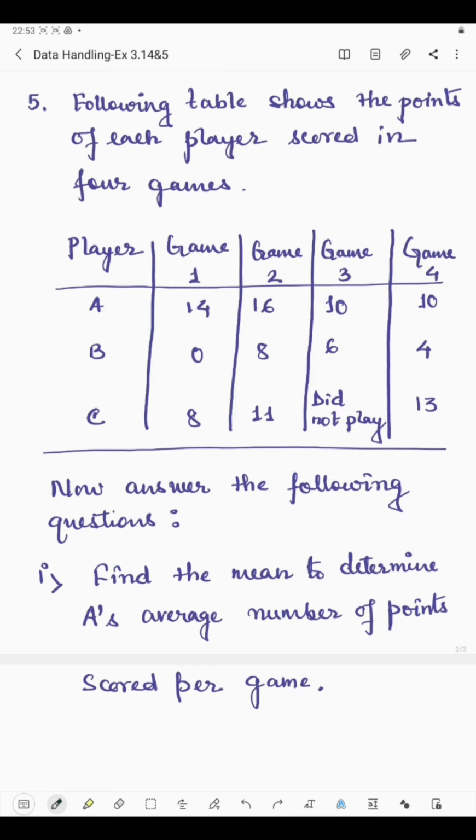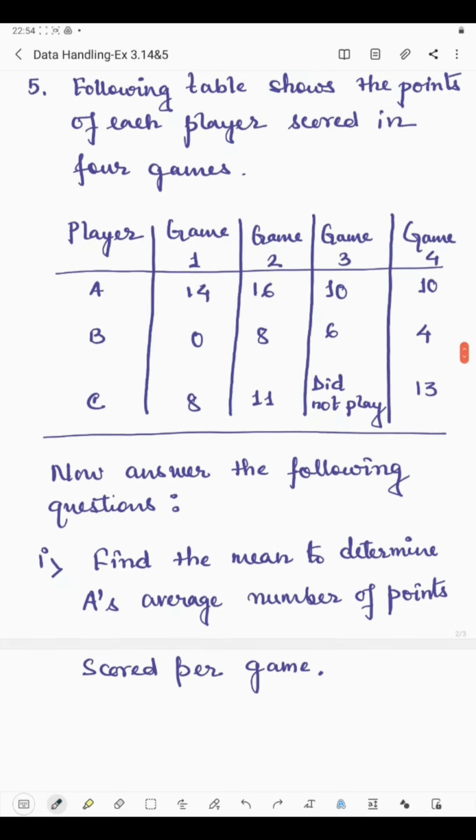Question number 5 says the following table shows the points each player scored in 4 games. Here in the table players A, B, C are given, and these 3 players played 4 games and each player's score in the 4 games is given. Like here, player A scored 14 runs in the first game, in the second game he scored 16 runs, in the third game he scored 10 runs, and in the fourth game he scored 10 runs. Now by seeing the table we will have to answer the following questions.